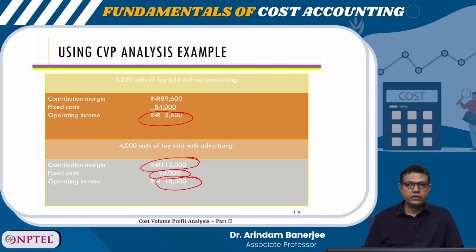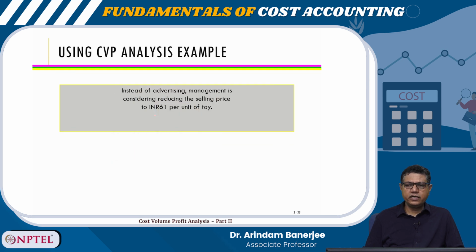Earlier my operating income was 5,600. Instead of advertising, management is considering reducing the selling price to rupees 61 per unit of toy. Now, management is just exploring the options. One option is to go for extra advertisement, keep the selling price at the same level, and then make more sales and in that way make more profit.